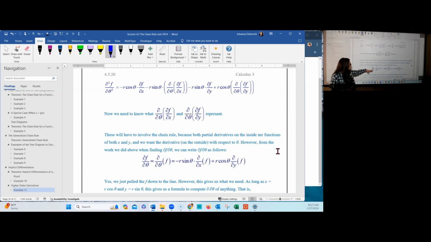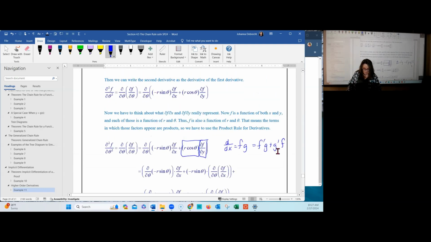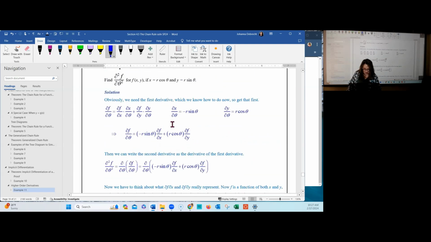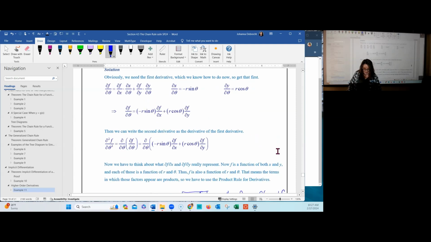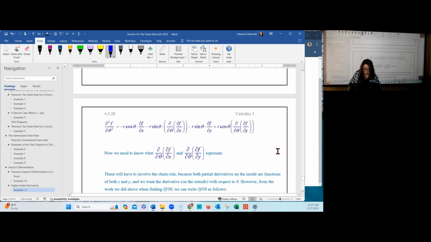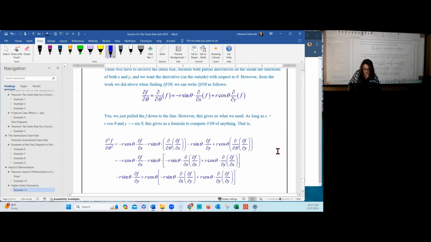Now, how does this help us? Notice that this line here is exactly the line that we started with at the very top. It represents this line here. However, this does give us what we need. How does this give us what we need? It says that the partial with respect to theta of any function is equivalent to this, provided that x is equal to r cosine theta and y is equal to r sine theta.